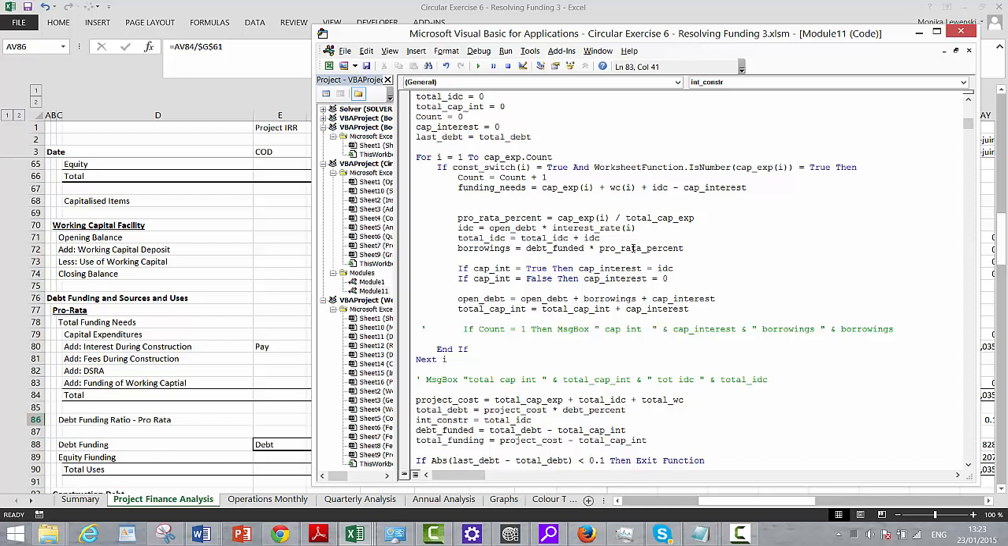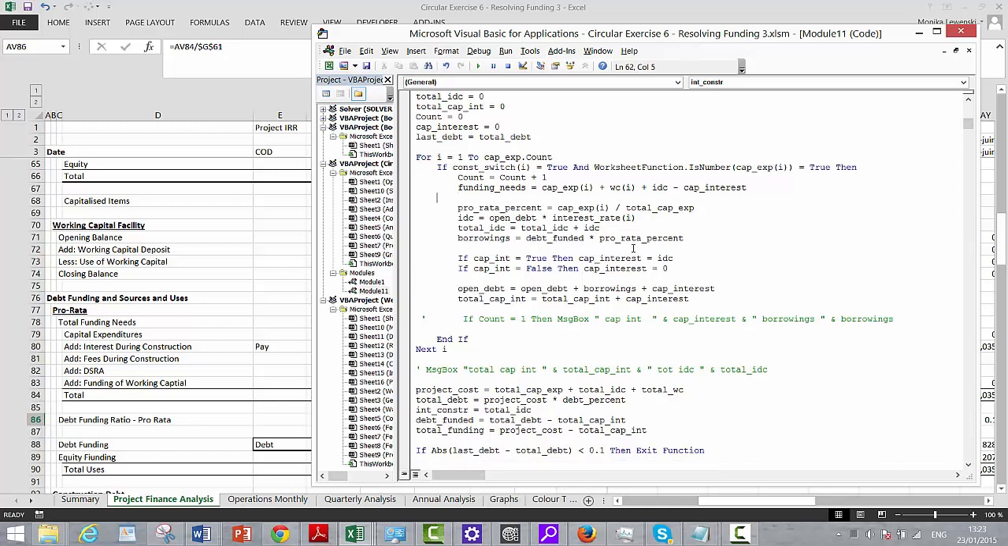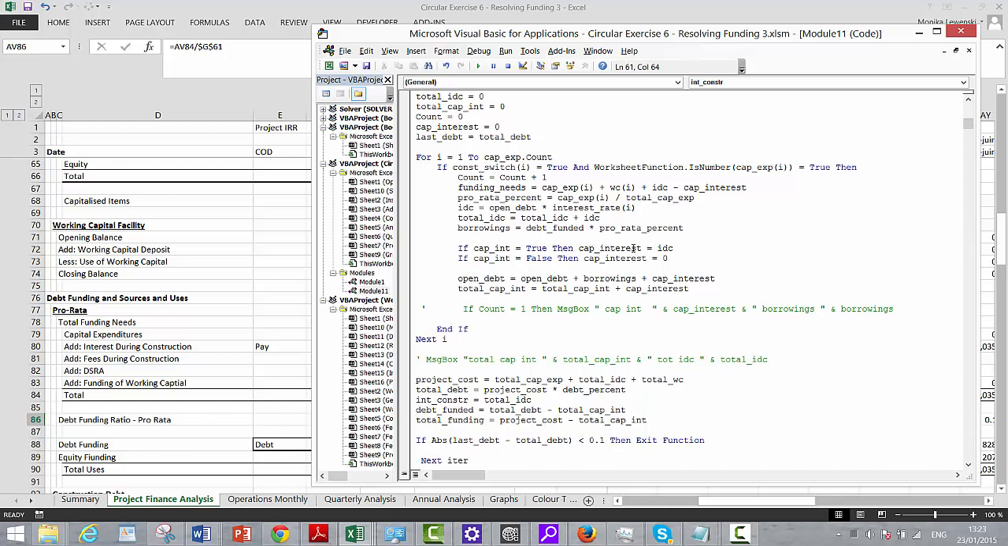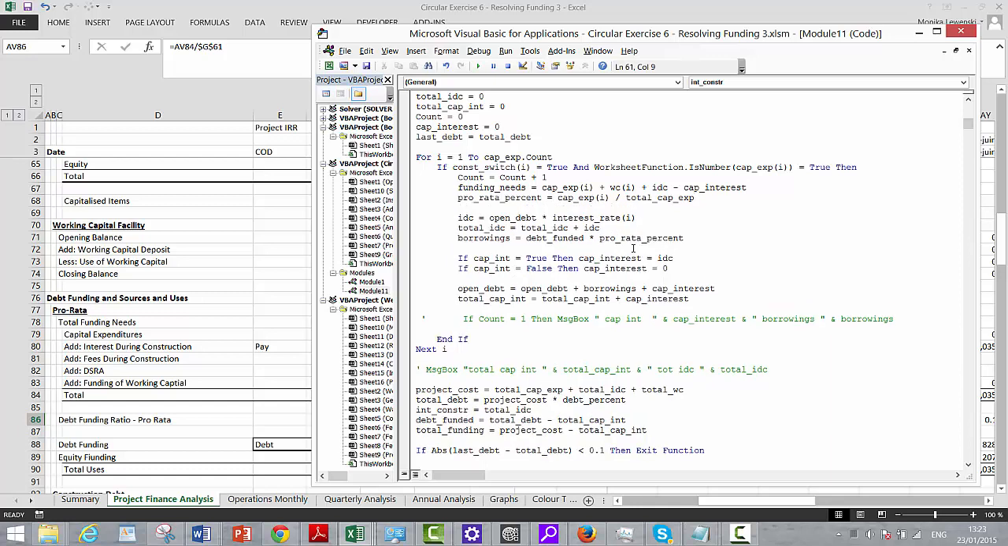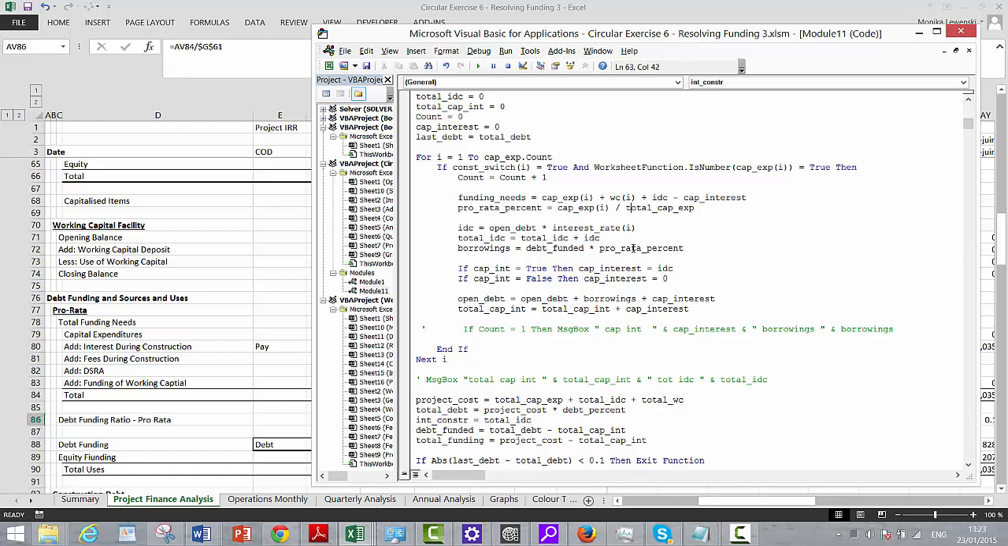Okay, and so this time we can put up pro rata percent instead of it simply being the capital expenditures. This time the pro rata percent could be the funding needs, and we take our funding needs and divide those by the total funding.